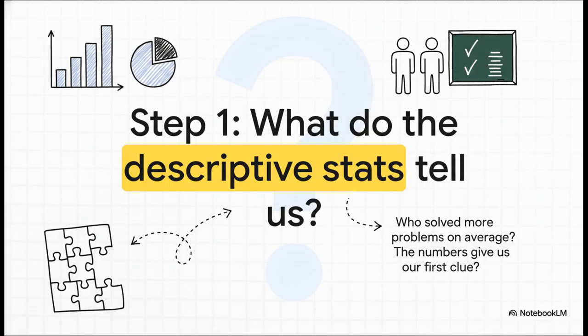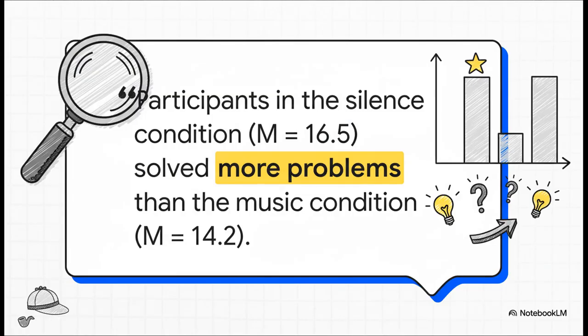Describe the descriptives. Seriously, this is just about stating the obvious pattern you see right in front of you. Who solved more problems on average? The numbers are going to give us our very first clue. And this is exactly how you'd say it. Notice how it's not just, oh, the silence group did better. A pro detective uses the specific numbers. You've got to cite your evidence, right? So the silence group with a mean of 16.5 outperformed the music group with its mean of 14.2. That's our solid initial observation.